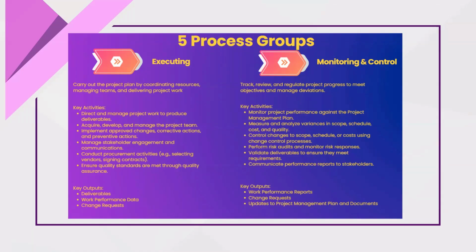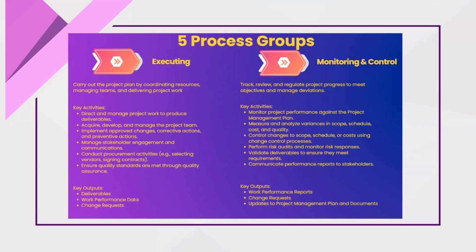So key activities are direct and manage project work to produce deliverables, acquire, develop, and manage the project team, implement approved changes, corrective actions, and preventive actions, manage communications and stakeholder engagement, conduct procurement, ensure quality assurance. Okay, and key outputs are deliverables, work performance data, and change requests. So the purpose is to deliver the project's outputs by following the plan, leading the team, and resolving issues as they arise.